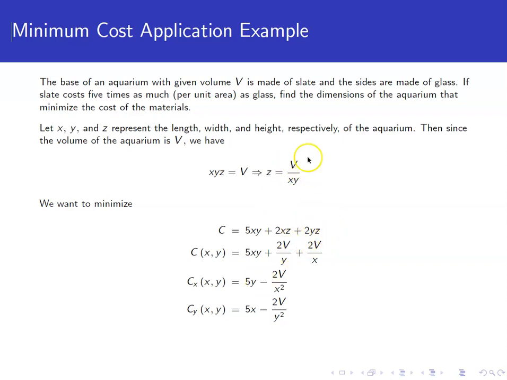Plugging in our formula for z that we just found and doing a little bit of simplifying, we get our function of two variables is 5xy plus 2V over y plus 2V over x. Take our first partials here. We get 5y minus 2V over x squared for the partial with respect to x. We get 5x minus 2V over y squared for the partial with respect to y.